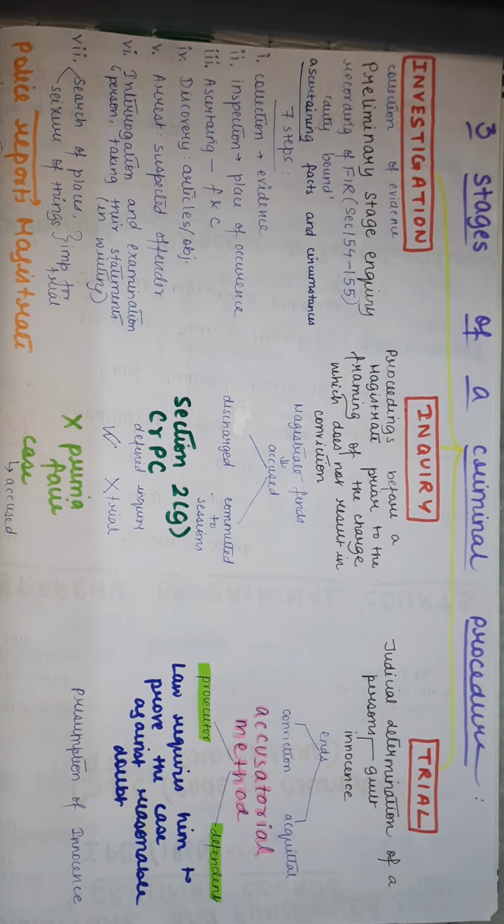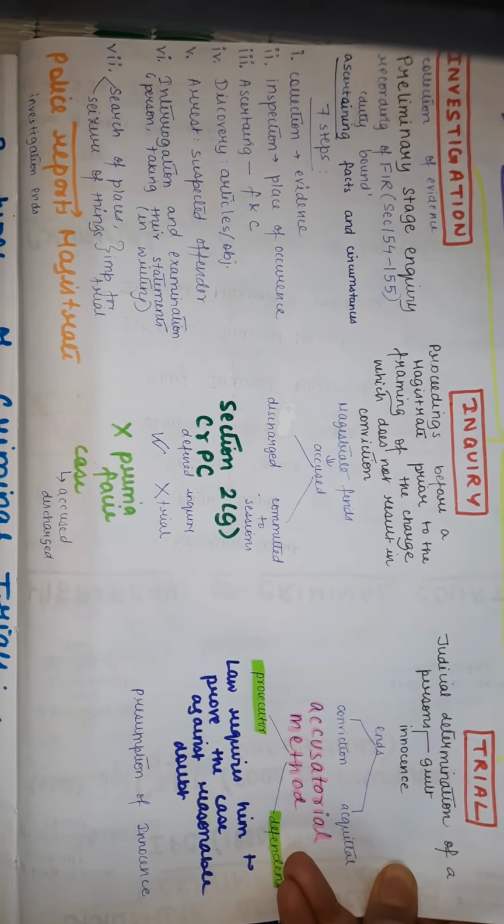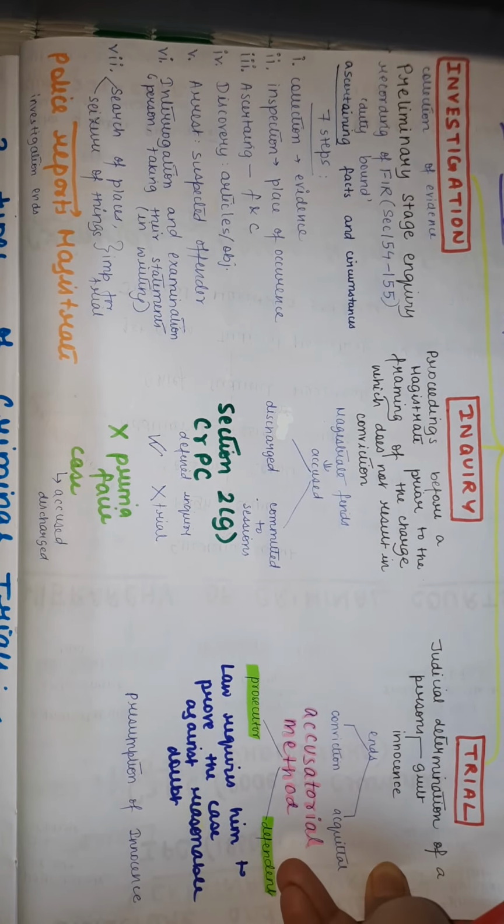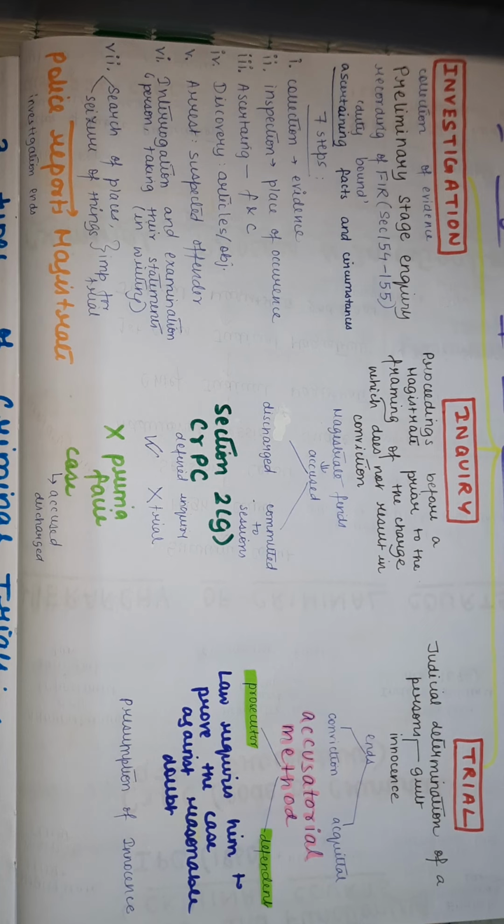And the last point, congratulations that you reached the seventh and the last point, search of places or seizure of things considered necessary for the investigation and which is also considered to be important for the trial. So search of places and seizure of things. And investigation ends when the police reports to the magistrate. That's it, done. Now we come to the second part, which is inquiry.